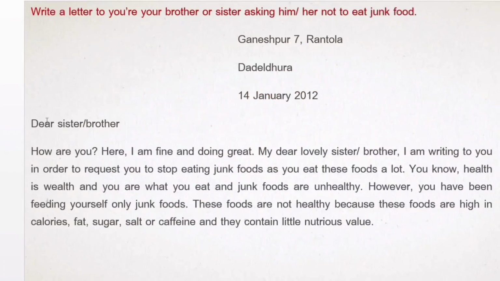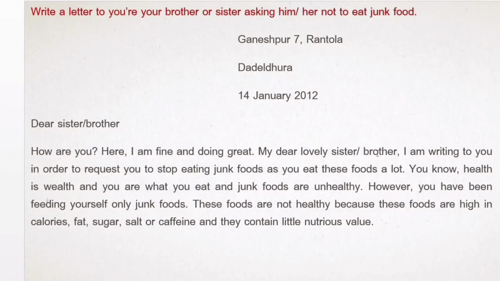So here is the answer. Dear sister or brother, you can choose anyone. If you want to write a letter to your sister, write dear sister. If you want to write to your brother, then write dear brother only. Do not write both. Dear sister or brother, how are you? Here, I am fine and doing great. My dear lovely sister or brother, I am writing to you in order to request you to stop eating junk foods, as you eat these foods a lot.